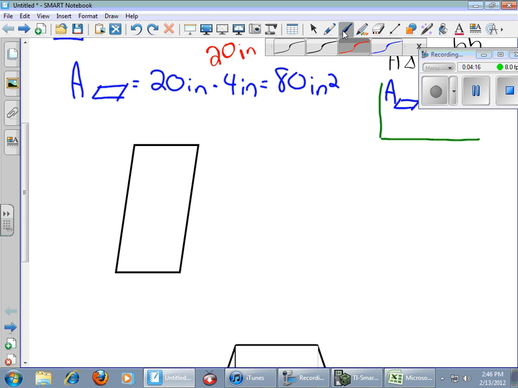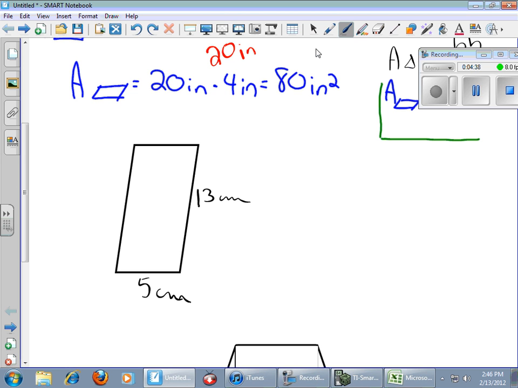Okay. And I need you to figure out, let's see, we'll call that 5 centimeters. And we'll call that 13 centimeters. See if you can figure out the area of that parallelogram. All right. Well, if you're thinking the answer is 65, it hasn't been registering what I'm saying.